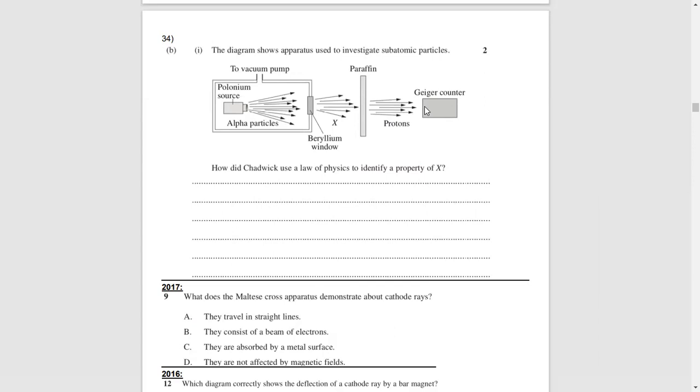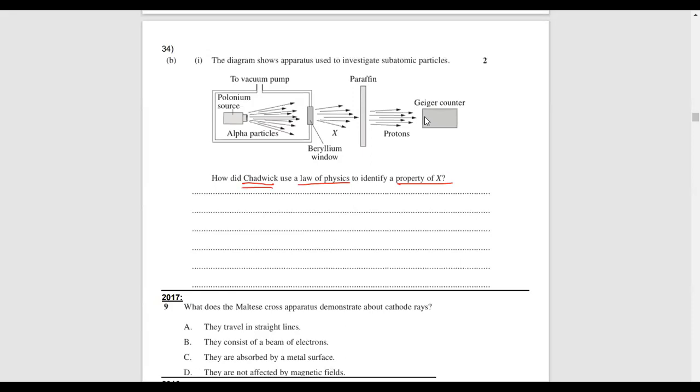Now, it says, how did Chadwick use a law of physics to identify a property of X? So think about what we've learned. Chadwick is really, for your course, only known for one thing, right? So that should help you identify what this is about. And then once you understand what that's about, you need to know what X is. And how did he do it, right?